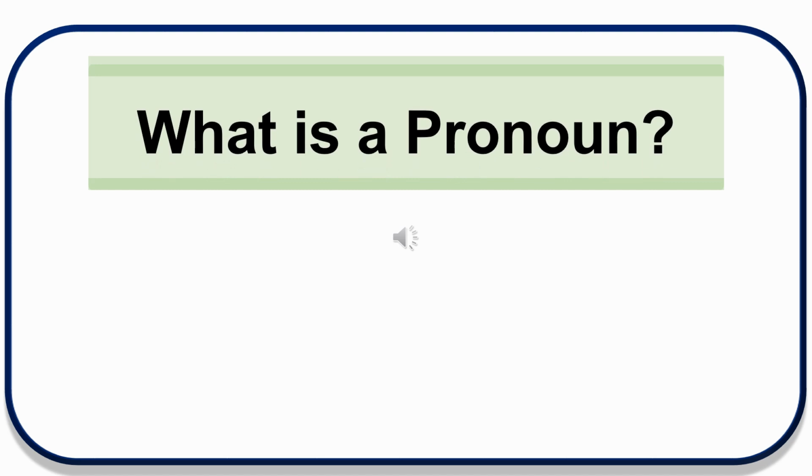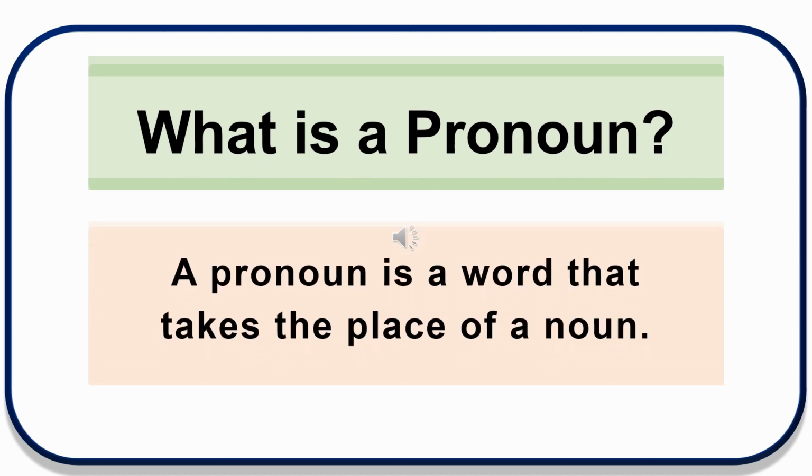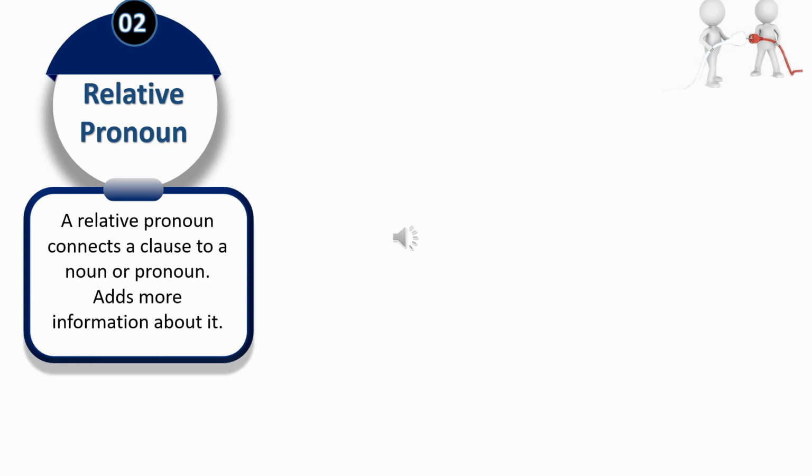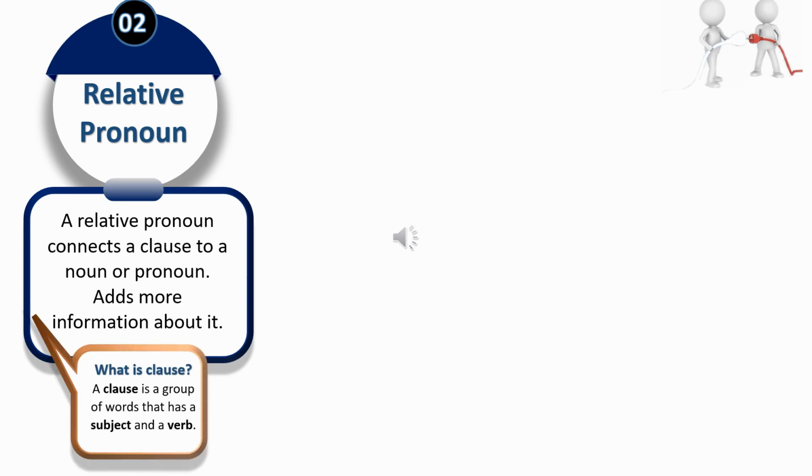In our last lesson, we learned that a pronoun is a word that takes the place of a noun, like he, she, it, or they. Now, we're going a step further by exploring relative pronouns, which connect ideas in a sentence. Let's see how they work. Let's talk about relative pronouns, words that connect a clause, a group of words with a subject and verb, to a noun or pronoun. They add extra details about that noun.